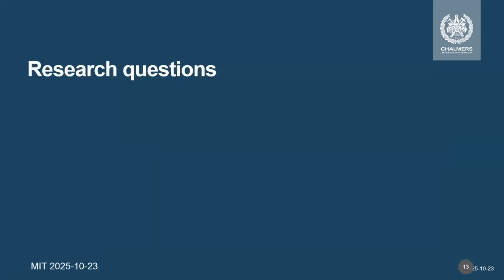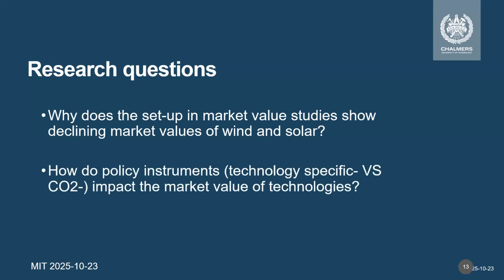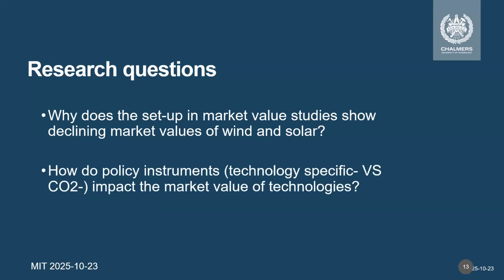So I'm giving away my points before I start, but here are our research questions that were very much inspired by previous literature that we thought had kind of confused things. The first question is why the setups in market value studies show declining market value for wind and solar. So why is this happening in those studies?